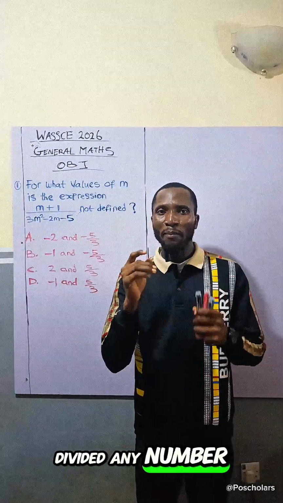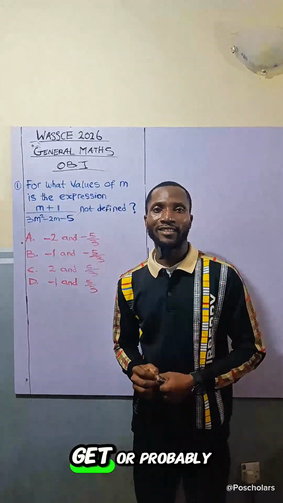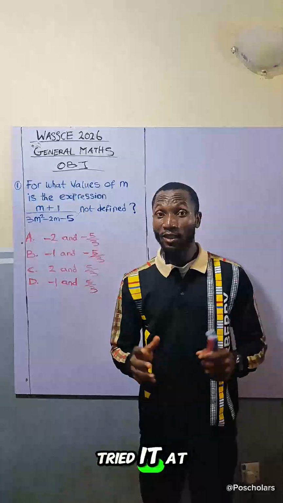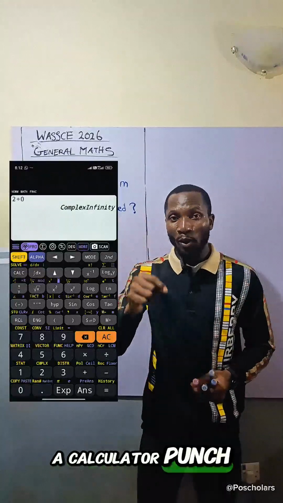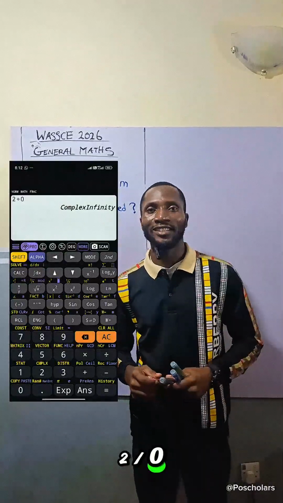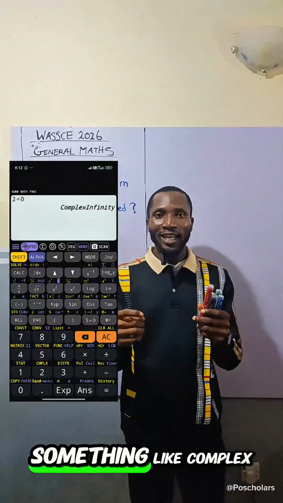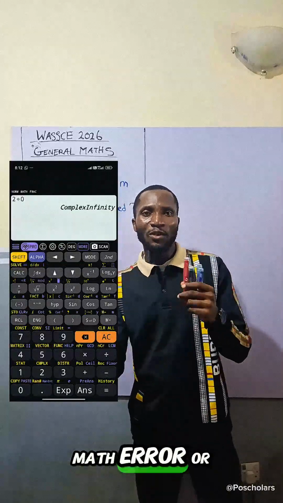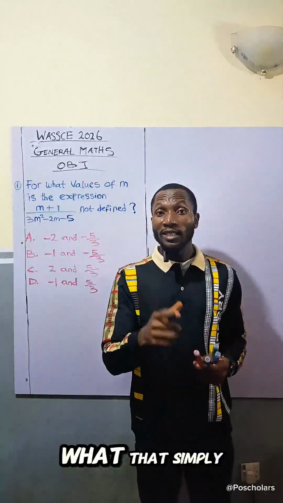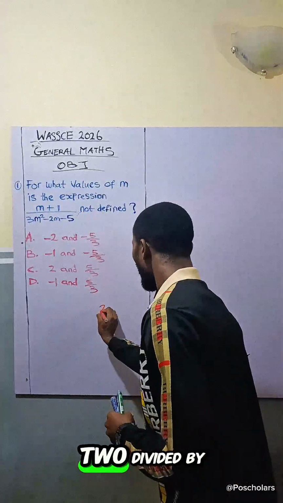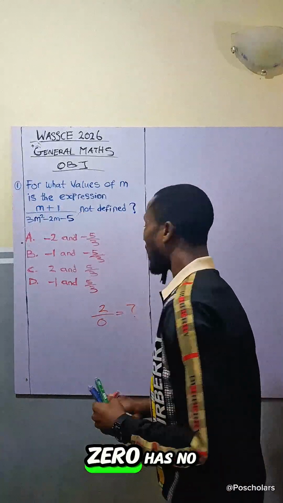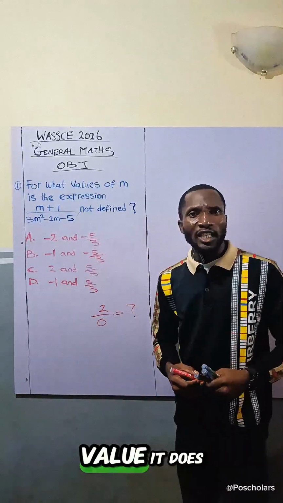Have you ever divided any number by 0 before? What did you get? Or probably you've never even tried it at all. Now pick up a calculator, punch 2 divided by 0. What did you get? You see that you get something like complex infinity, math error, or something of that nature. What that simply means is that 2 divided by 0 has no answer. It has no value. It does not exist.